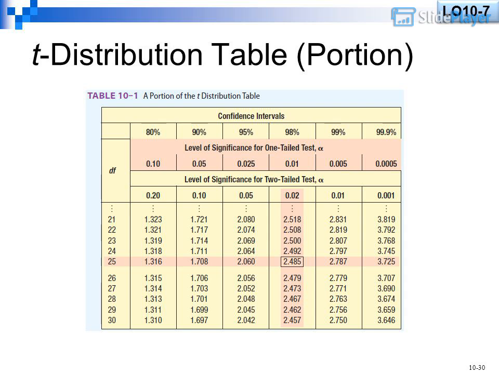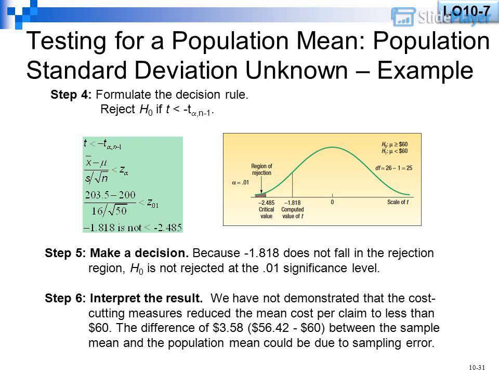T-distribution table, portion. LO10-7. Testing for a population mean, population standard deviation unknown. Example: Step 4, formulate the decision rule. Reject H0 if t is less than -t, n minus 1. Step 5, make a decision. Because -1.818 does not fall in the rejection region, H0 is not rejected at the 0.01 significance level. Step 6, interpret the result. We have not demonstrated that the cost-cutting measures reduced the mean cost per claim to less than $60.